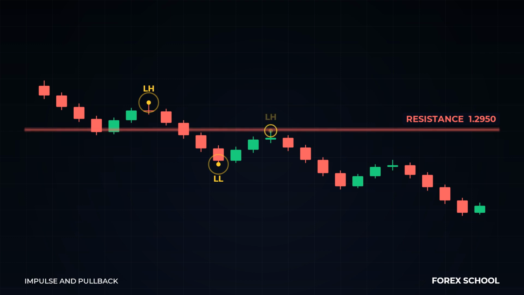Notice the character difference: the down moves are fast and decisive, the recoveries are slow and reluctant. That imbalance is the trend's fingerprint. Lower highs and lower lows, stepping down the chart.